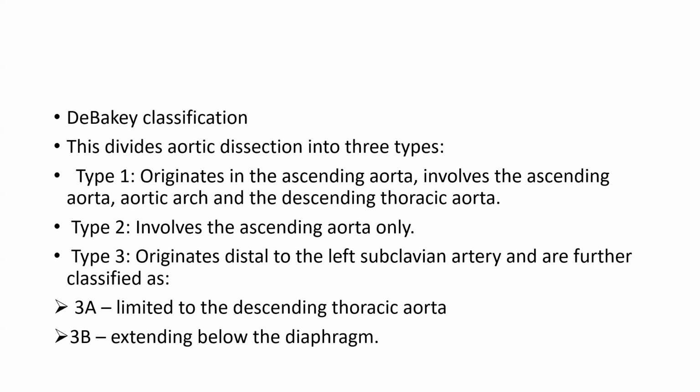About the DeBakey classification, this divides aortic dissection into three types. Type 1 originates in the ascending aorta, involving the ascending aorta, arch of aorta, and the descending thoracic aorta. Type 2 involves only the ascending aorta. Type 3 is distal to the left subclavian artery and further classified as 3A and 3B. 3A is limited to the descending thoracic aorta, 3B extends below the diaphragm.